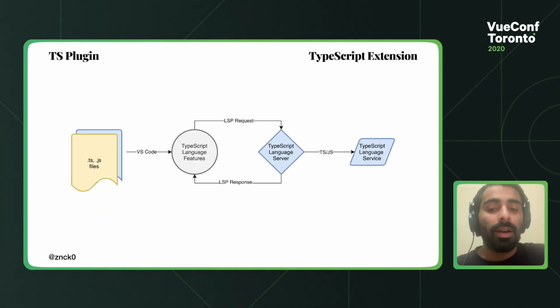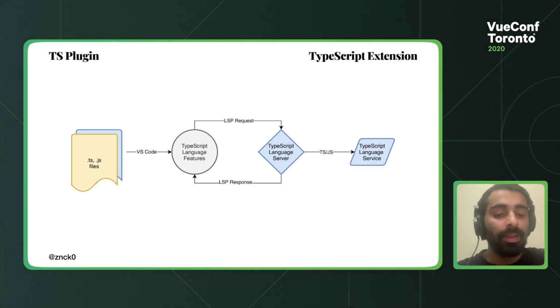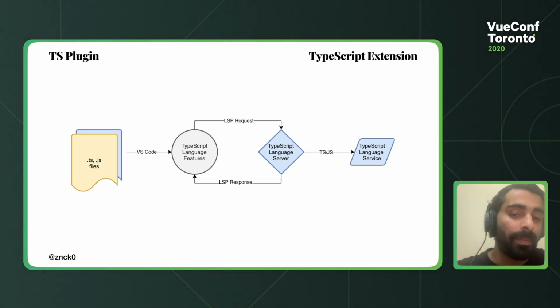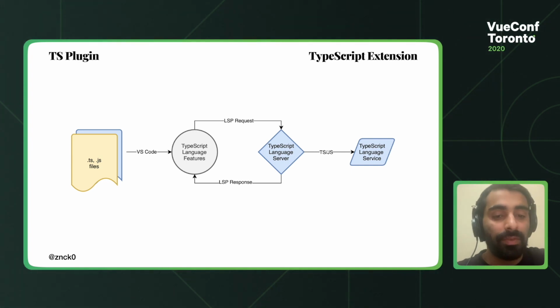So, how the TypeScript extension works in VS Code is, whenever VS Code sees a TypeScript or JavaScript file, it asks the TypeScript language features extension to provide information. Similarly for Vue files with Vetur, it sends a request to the TypeScript language server that internally has a TypeScript language service, which does all the processing and returns the result, and it sends the response to the TypeScript language server. But the TypeScript language server supports plugins, and we are going to write one for Vue.